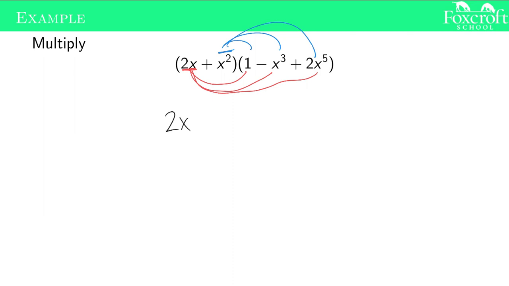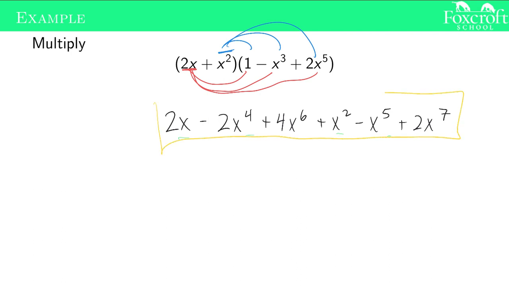So it's going to be 2x minus 2x to the 4th plus 4x to the 6th. That's the 2x part, multiplying it by everything in the second. And then now I do the same thing for x squared. It's going to be x squared minus x to the 5th plus 2x to the 7th. And let's see, do we have any like terms? We have a single x. We have an x squared. 4, 5, 6, 7. Yep, no like terms at all. So this is actually just our final answer when we do all those multiplications. Again, being careful with negative signs and exponents, we get our answer when we multiply these things together.